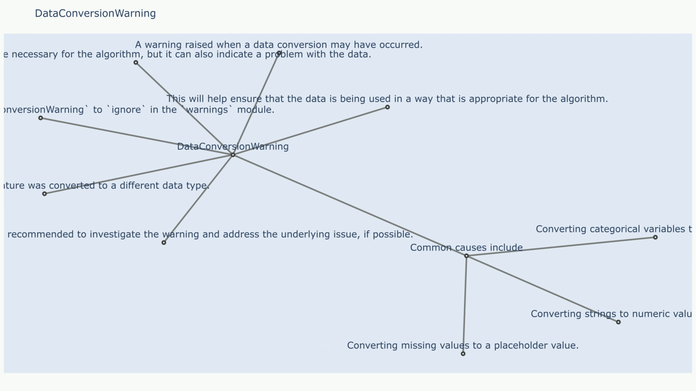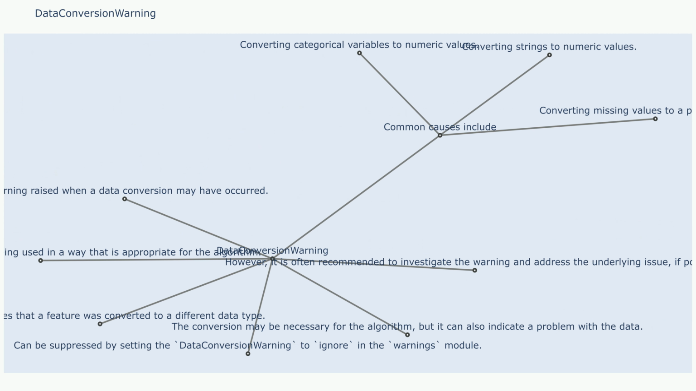2. Missing values. Sklearn functions, especially those involved in model training, often need complete datasets. If you have missing values, NaNs, sklearn might try to automatically handle them by filling them with a default value, leading to the warning. Example: using linear regression on a dataset with missing values in a feature column.